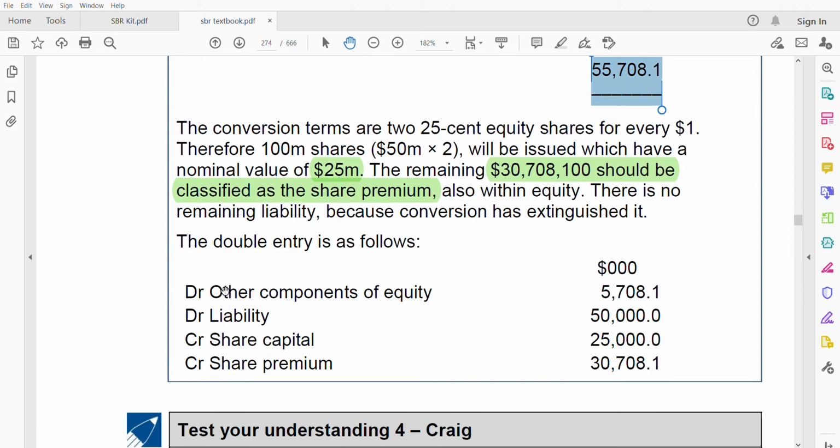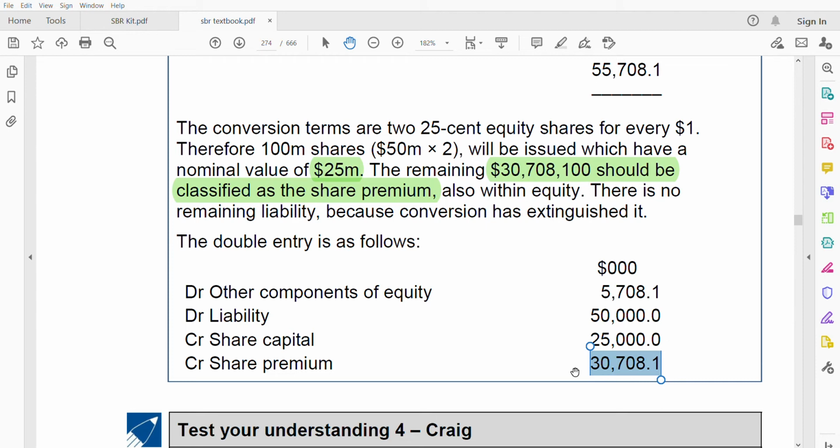Now the double entry. Other components of equity, debit; liability, credit; share. So share capital and premium will be credited, liability will be debited because the liability will go off. Once you convert it into shares, there will be no liability. So the liability, fully 50 million, will be debited. No liability will be there. Share capital, credit 25. Just now we got this 25 million value of share, then share premium.